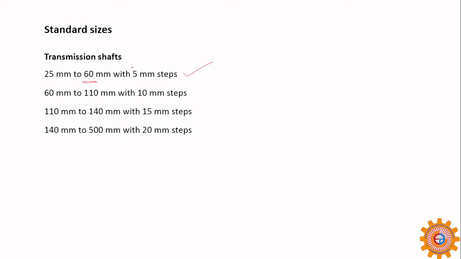From 60 onwards up to 120, it is 10 mm. That means 60, 70, 80, 90, like that. And after 110, you have to remember 25, 60, 110, then 140, then 500. So here the step is 5, here the step is 10, here the step is 15, here the step is 20. I think you understand well.